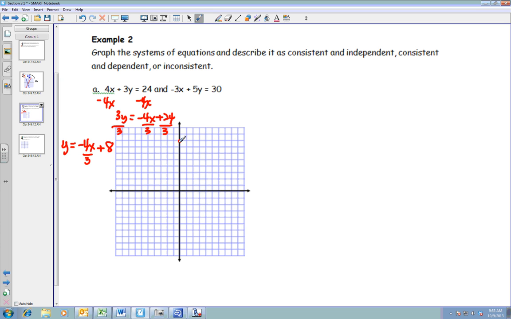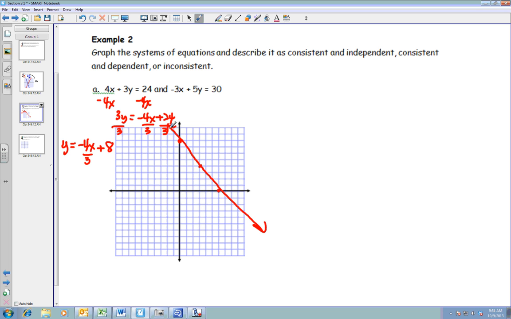I know my y-intercept is 8. That's my first point. My slope is negative 4 over 3, so I always go up or down first. I go down 4, 1, 2, 3, 4, over 3, 1, 2, 3. Down 4, over 3. Okay, so there is that line.